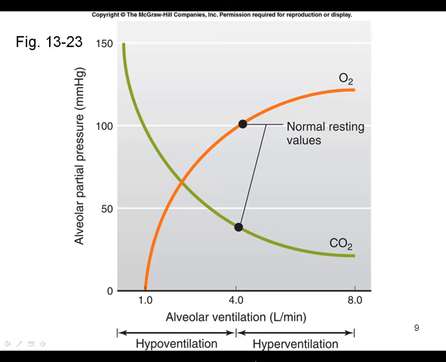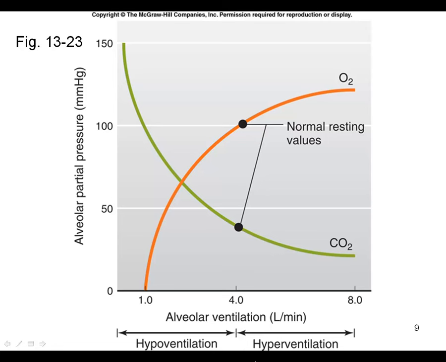Now let's go back to our 4 liter a minute alveolar ventilation. Resting CO2 40, resting O2 100 millimeters of mercury. What happens if we don't breathe enough? What happens if our alveolar ventilation decreases down to 1? Well, notice that when we don't breathe enough, then we don't bring in enough oxygen, and our partial pressure of oxygen drops. Not only that, but our partial pressure of CO2 rises because we're not getting rid of the CO2.